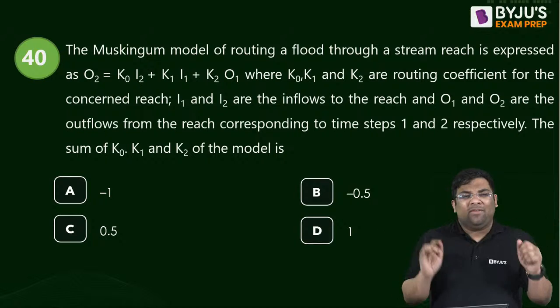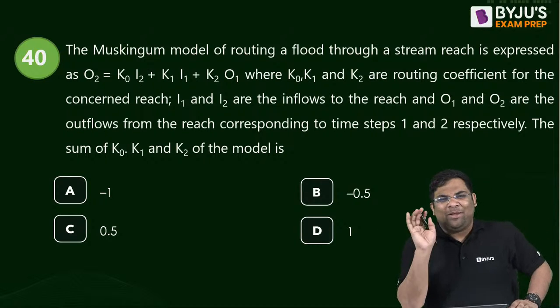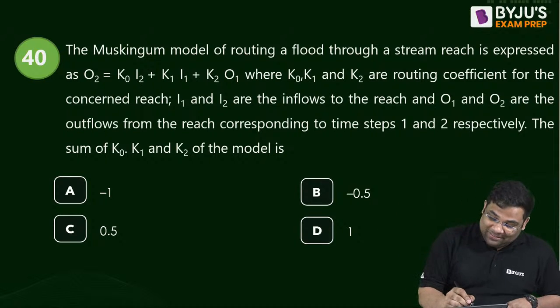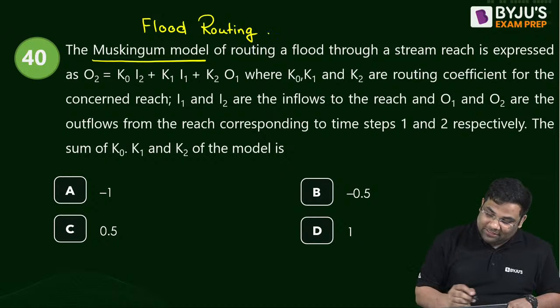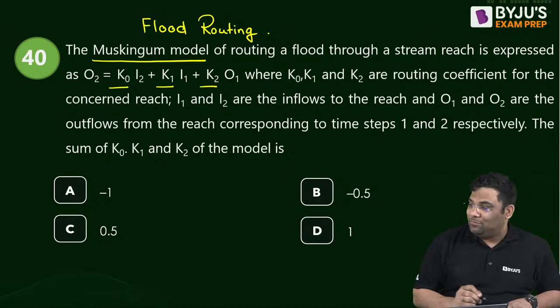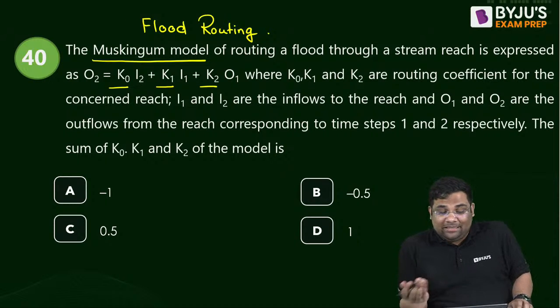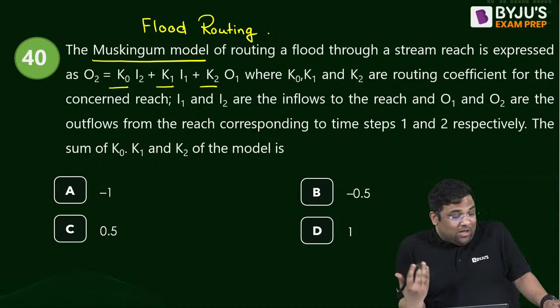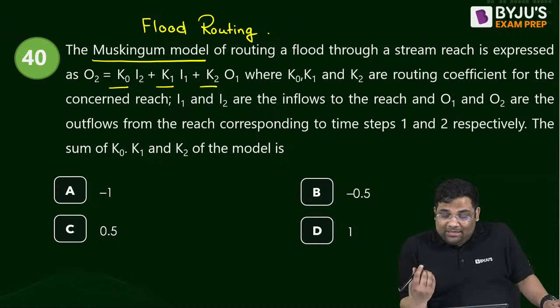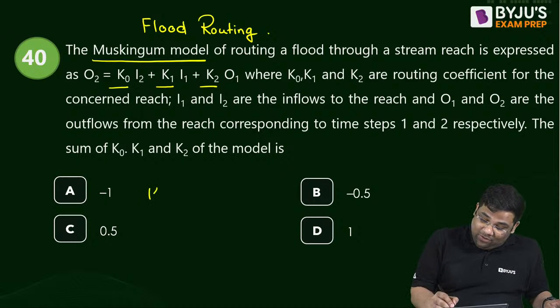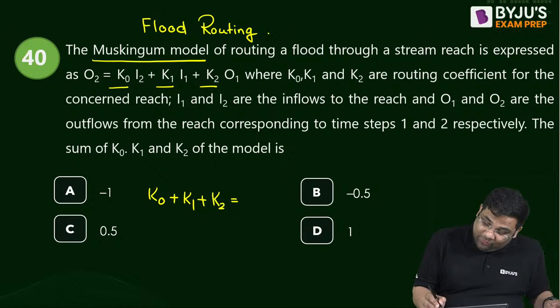Last question. Okay, very straightforward. It's an easy one I have given. Last question. Muskingum model for flood routing. We use this for flood routing. So here we have 3 constants, right? K0, K1 and K2. I'm not discussing the constants, I'll discuss this when I discuss the formulas for hydrology. Tomorrow I'll be doing that. So what's the right answer? That answer is K0 plus K1 plus K2 is equal to 1.